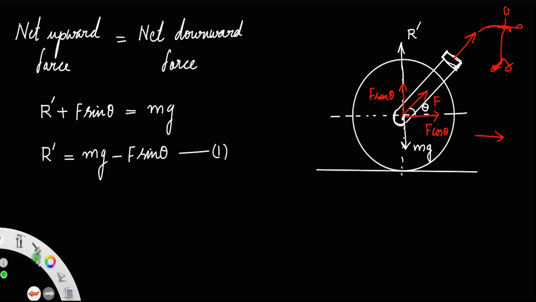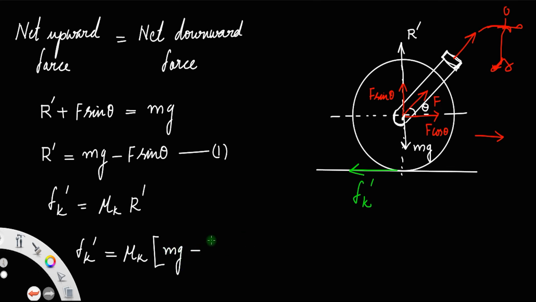And you know the friction always acts in a direction opposite to the motion of the body. So this is the kinetic friction acting here. Let's call that Fk prime. So Fk prime will be mu k times the reaction. So Fk prime is equal to mu k times R prime, which is mu k times (mg minus F sin theta). Clear? Let's call that equation number 3.